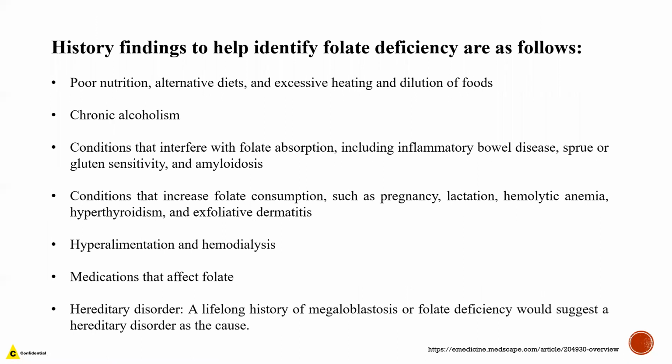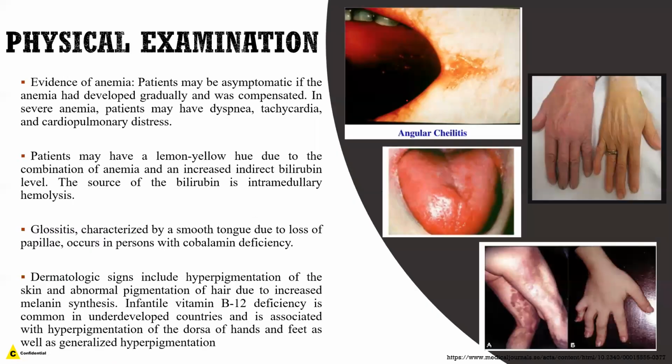History findings to help identify folate deficiency are as follows: poor nutrition, alternative diets, and excessive heating and dilution of foods, chronic alcoholism, conditions that interfere with folate absorption, including inflammatory bowel disease, gluten sensitivity, and amyloidosis, conditions that increase folate consumption, such as pregnancy, lactation, hemolytic anemia, etc. Hyperalimentation and hemodialysis, medication that affects folate, and different hereditary disorders.